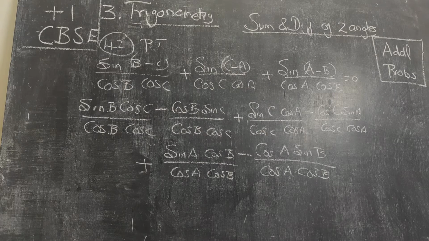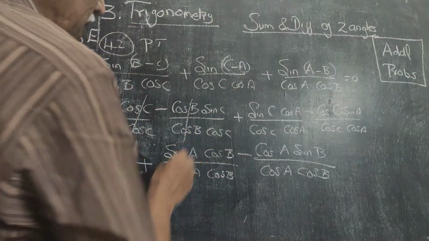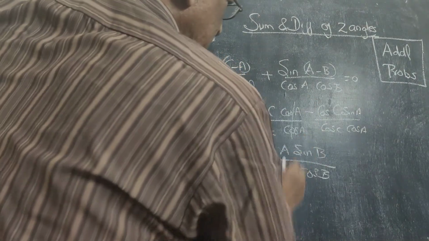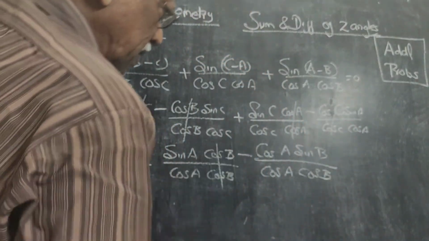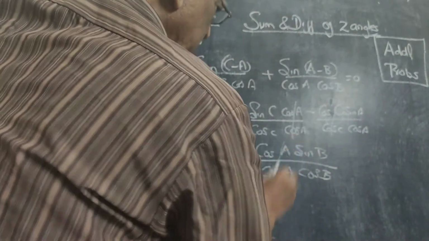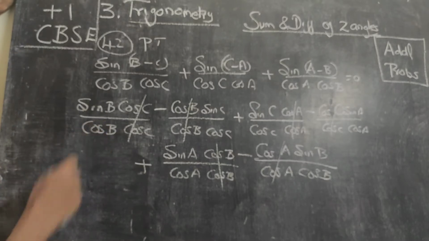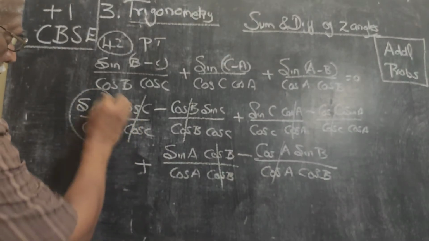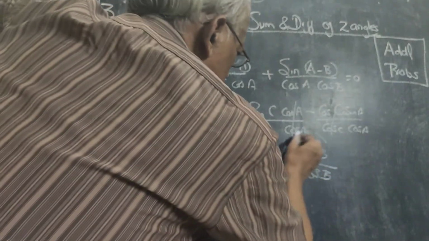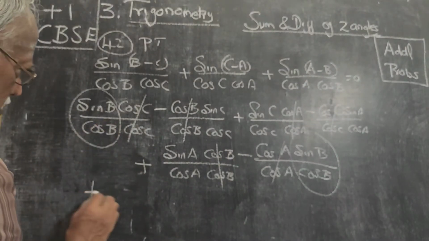Why? Because it can cancel immediately. Cos A I can cancel here, and cos B I can cancel. Here cos A gets cancelled, cos C gets cancelled, and here cos B gets cancelled, and cos A gets cancelled. So what is the net result? Sin by cos B, and here is also sin by cos, sin B by cos B, but minus. So the result is now sin B by cos B.